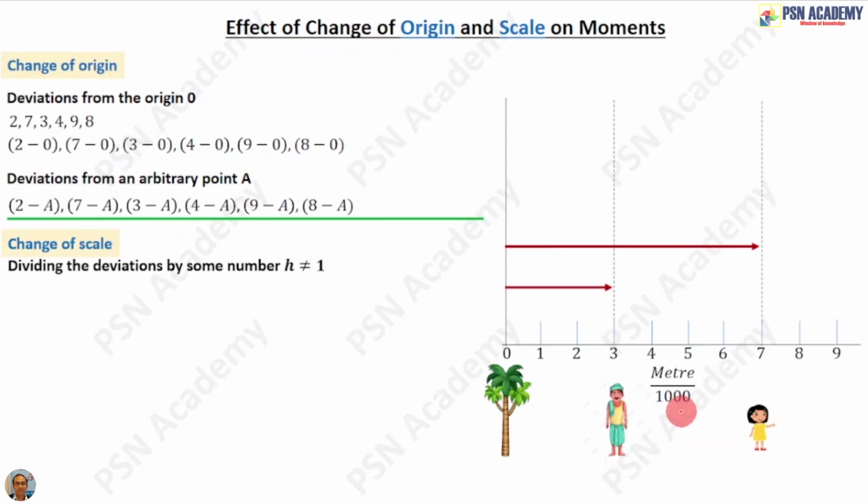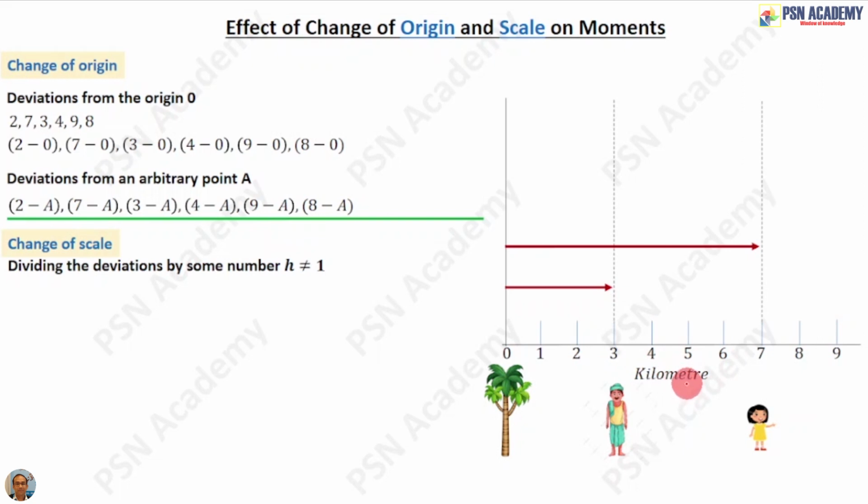Now, if we divide this meter, this scale, by 1000, then this scale will become kilometer, isn't it? In this situation, can you say that this gentleman is still having a deviation of 3 from the tree? Or this lady is still having a deviation of 7 from the tree? I hope not. Because this meter has been scaled down by dividing by 1000. And this is equivalent to kilometer. So this scale is now in kilometers, not in meters.